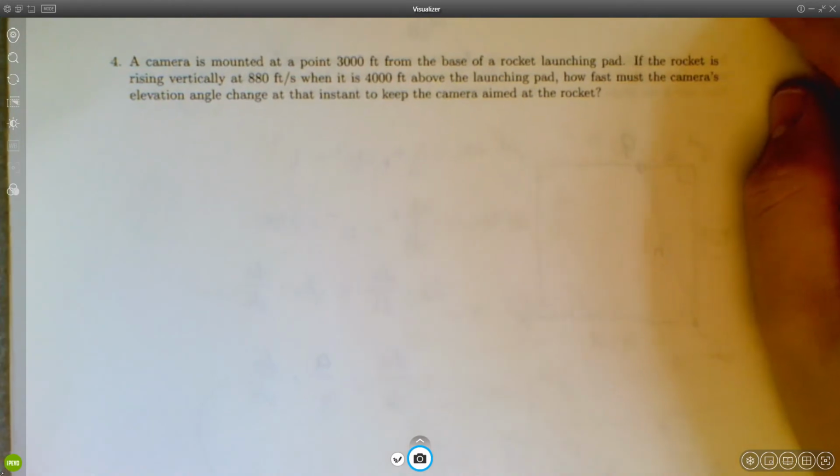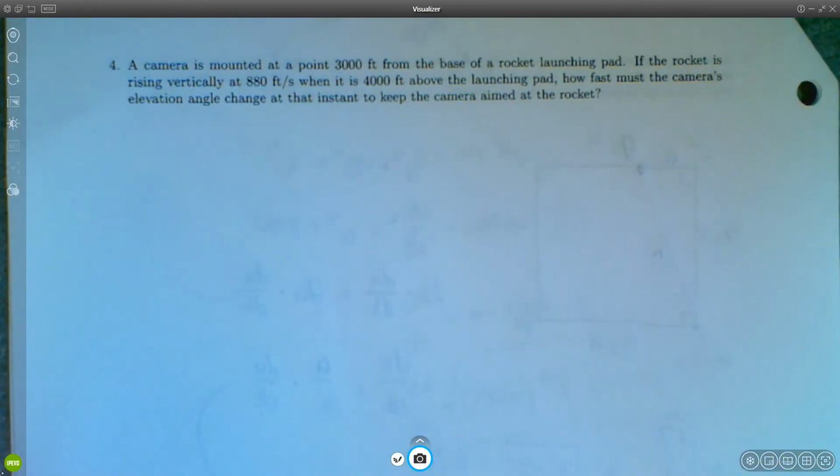So here's another one. It says a camera is mounted at a point 3,000 feet from the base of a rocket launching pad. If the rocket is rising vertically at 880 feet per second when it is 4,000 feet from the launching pad, how fast must the camera's elevation angle change at that instant to keep the camera aimed at the rocket?